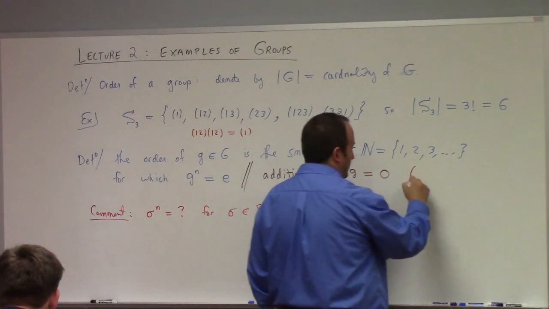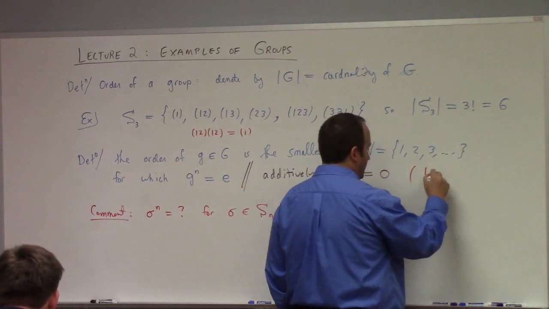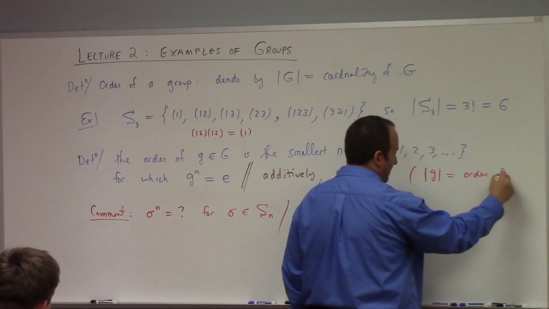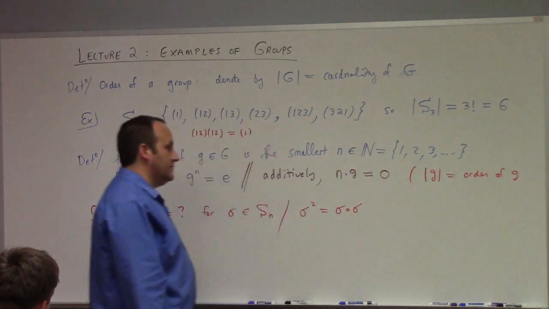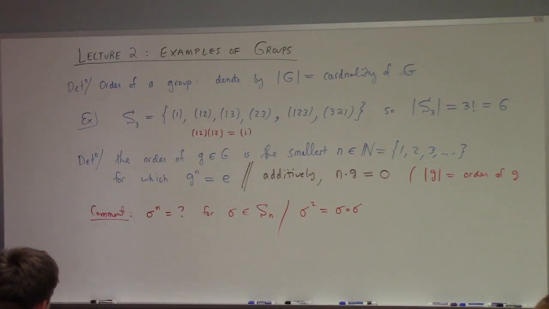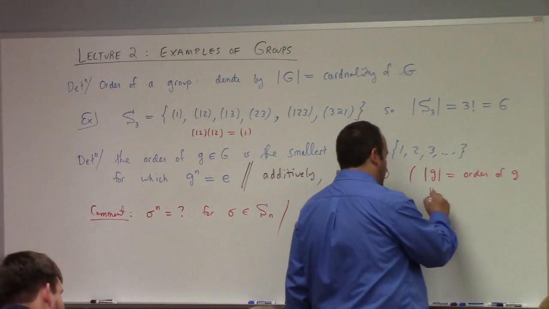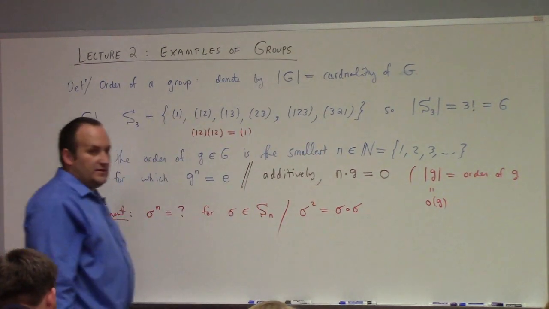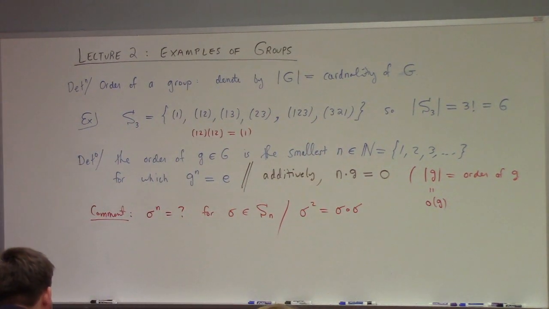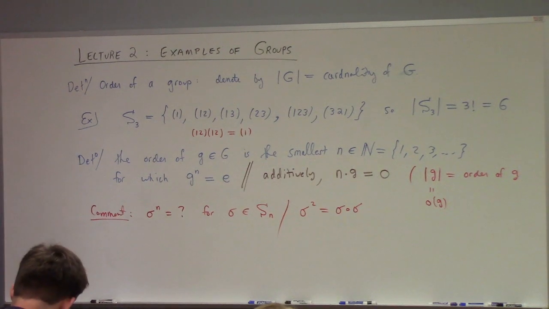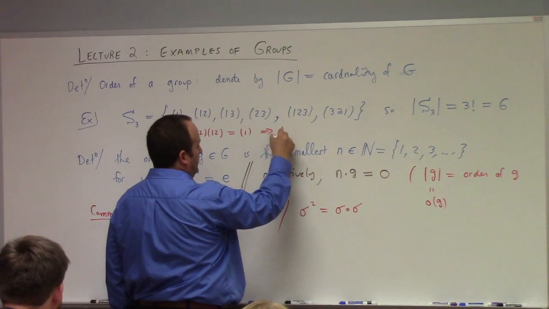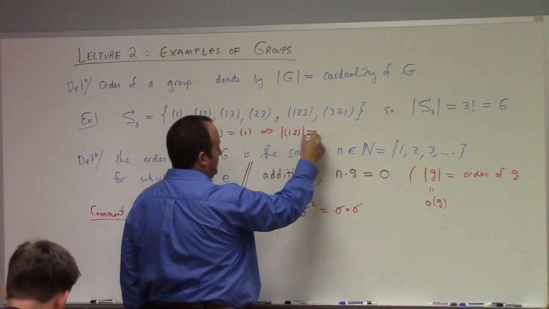By the way, the order of a group element is also this. So if we write, that's the order of a group element. Now some books will use a little o of g for the order of the element, but I tend to use just vertical bars for the order of the element. All right? If in doubt, use words. So this says that the order of the transposition (1 2) is 2, right?